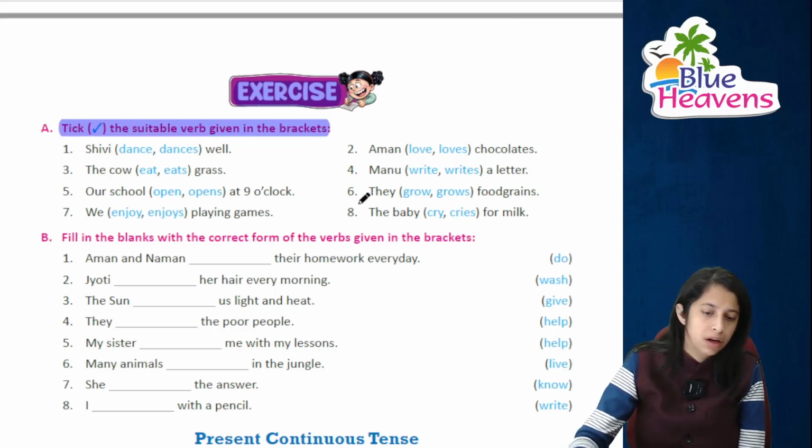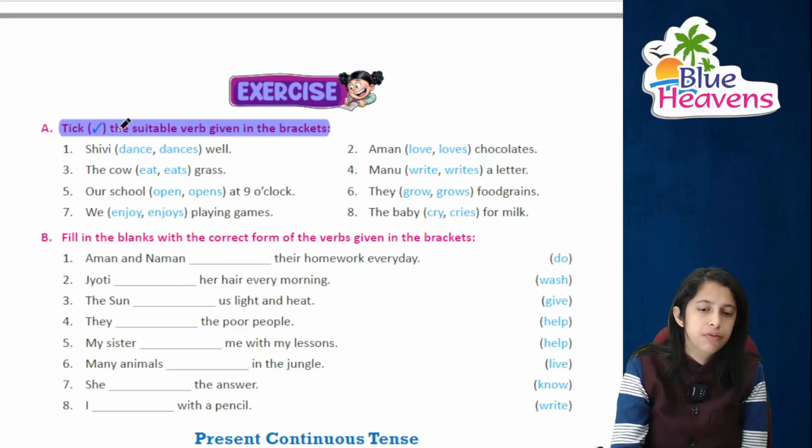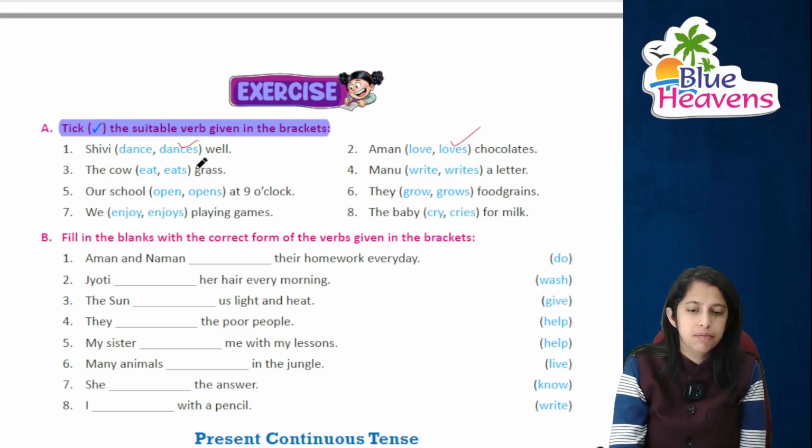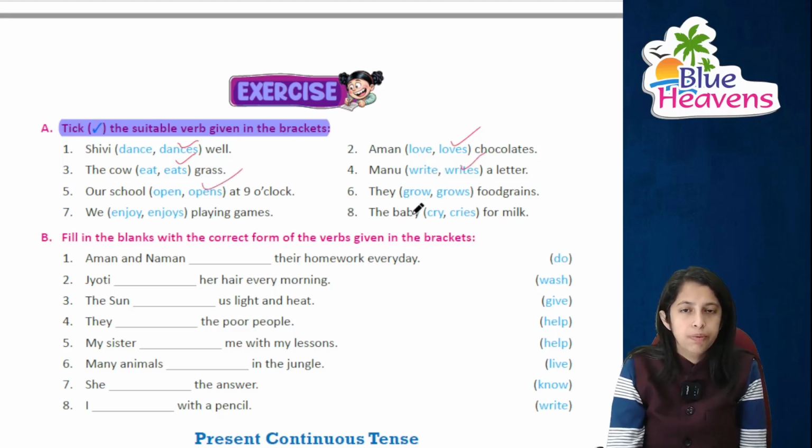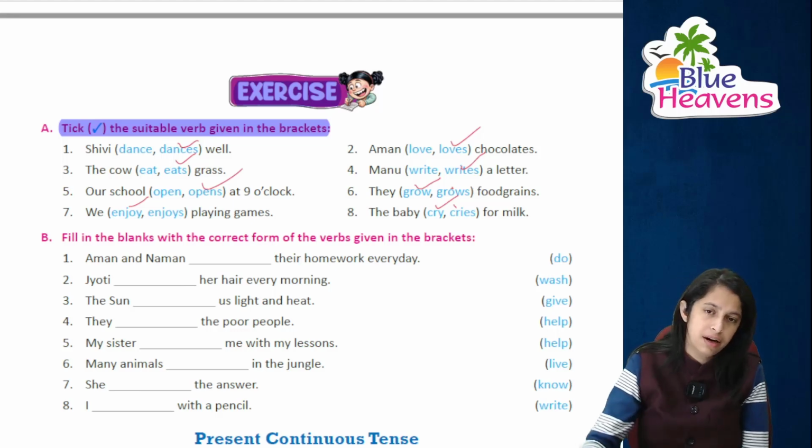So let's just begin. Shivi dances well. Aman loves chocolate. Aman को बहुत ज़्यादा पसंद है. The cow eats grass. Manu writes a letter. Manu लिखती है. Our school opens at 9 o'clock. They grow food grains. We enjoy playing games. The baby cries for milk. बेबी जो है cry कर रहा है milk के लिए.